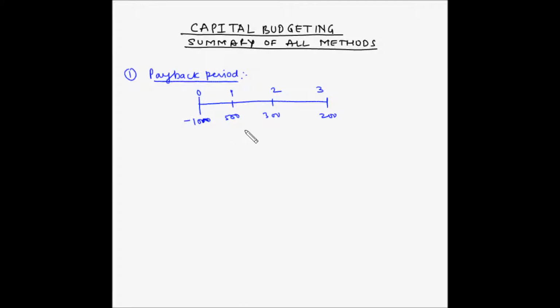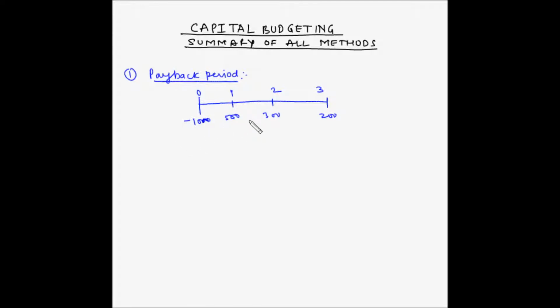So basically in this cash flow, we have the investment outlay as 1000 rupees and then we have the cash inflows. So the payback period helps in determining within how many years of the cash inflows will we be able to recover the 1000 rupees of cash outflow.